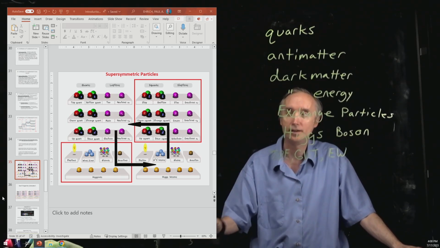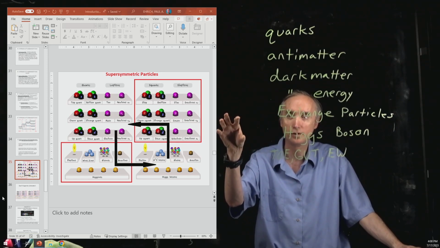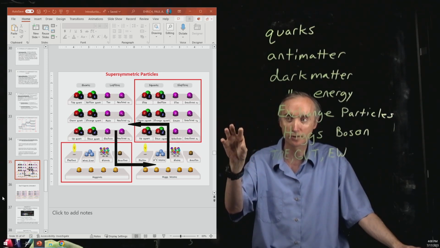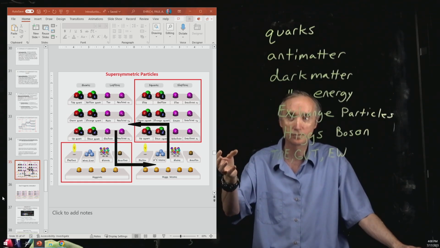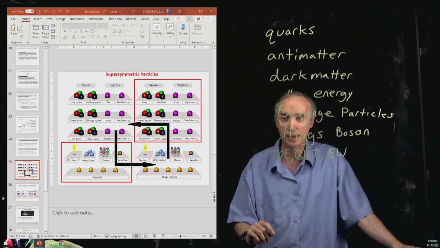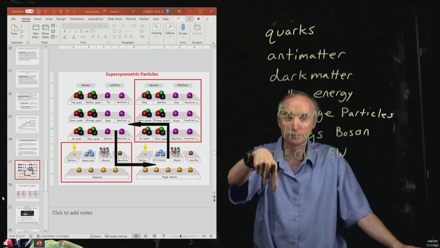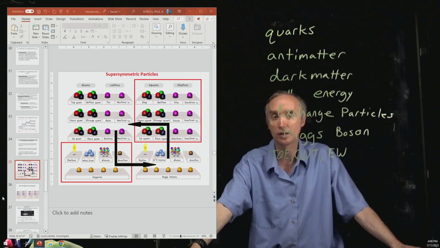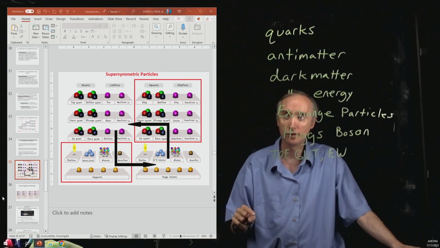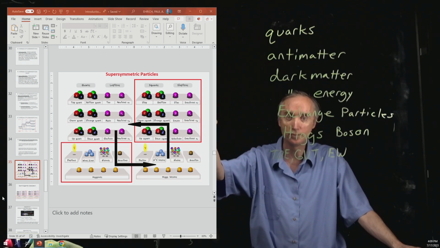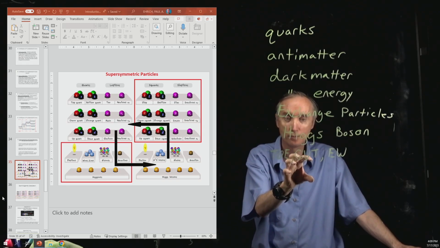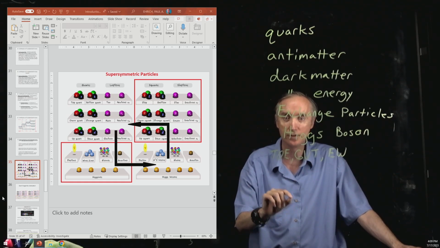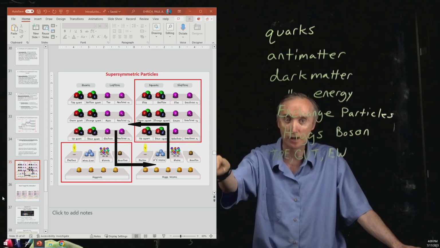Up in the top left-hand corner are the fermions. Those are the particles such as the quarks and the electrons and the neutrinos. Those are the particles that make up matter. Down at the bottom right-hand corner are the bosons. So those are the things that cause the fundamental forces of nature. So in order for a fermion up here to be able to communicate with a boson down here, you need to have the interpreter that is in the red box there.